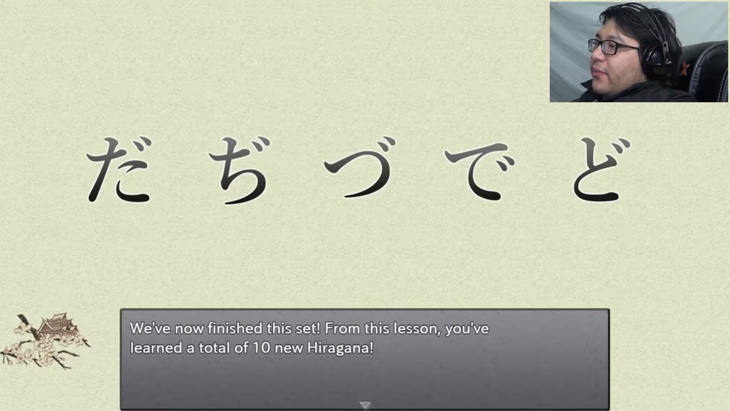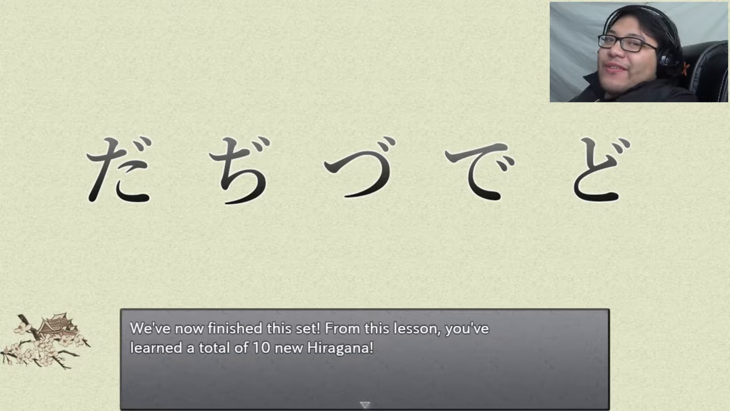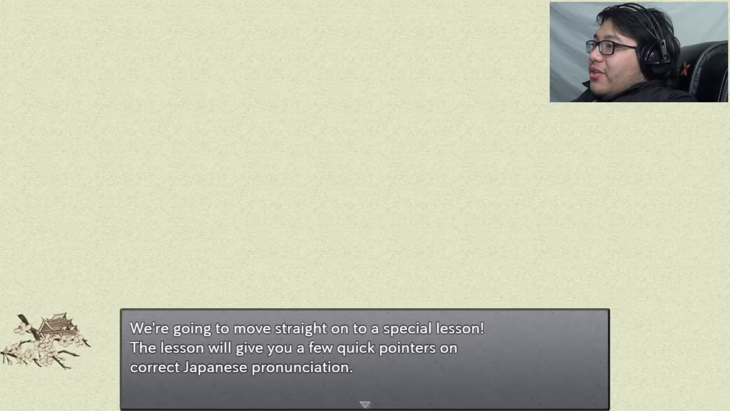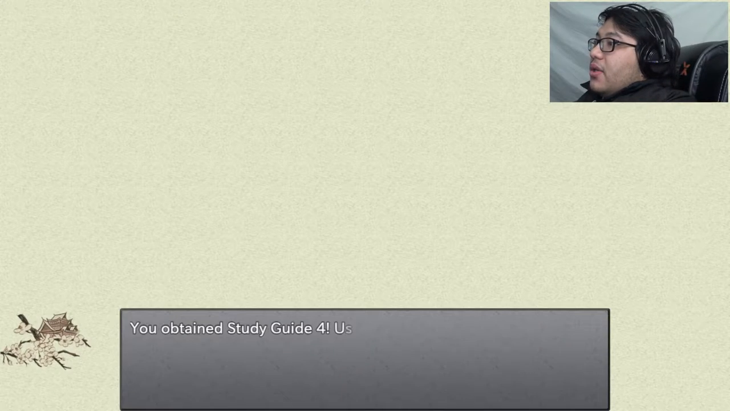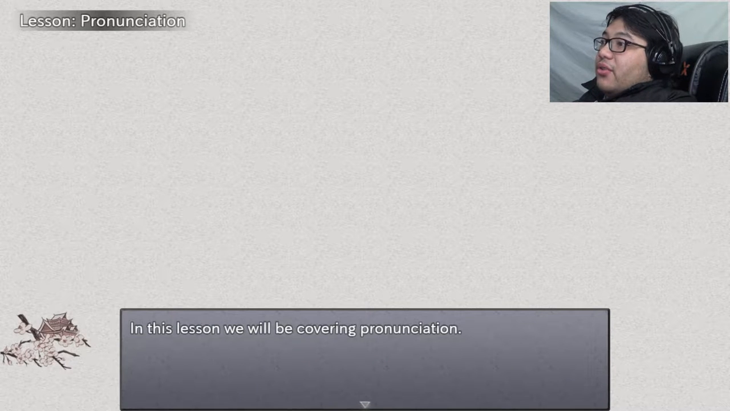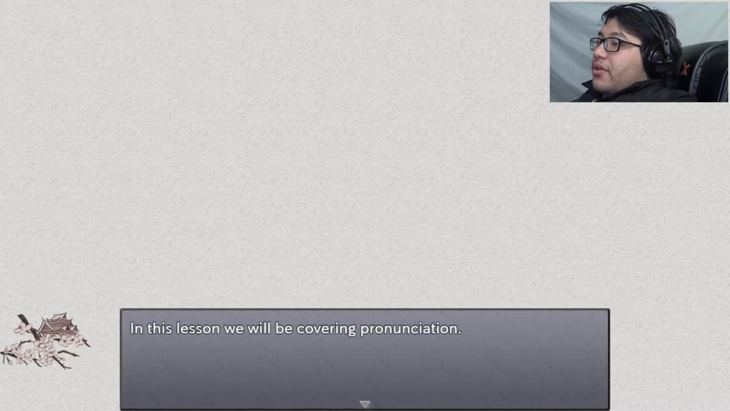We've now finished this set. From this lesson, you learn a total of 10 new hiragana. We kind of cheated a bit with the dakutens, but whatever. We're going to move straight to a special lesson. The lesson will give you a few quick pointers on correct Japanese pronunciation. Oh, interesting. Sure thing, boss. You obtain study guide 4. Oh, hello, this is a new cover. We will be covering pronunciation.